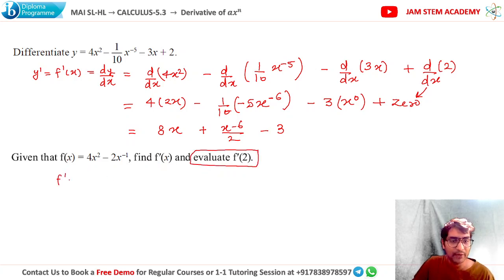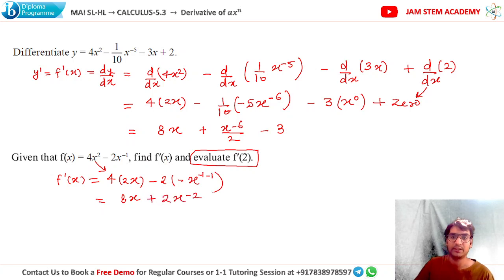So let's find the f prime first. f prime will be the derivative of this. 4x squared comes out as 4 times 2x, which is 8x. Now negative 2, then reduce one power of x. It is negative 1 already, so negative of x to the power negative 1 means negative 2. So I can write it as plus 2x to the negative 2. That's the answer for the f prime.